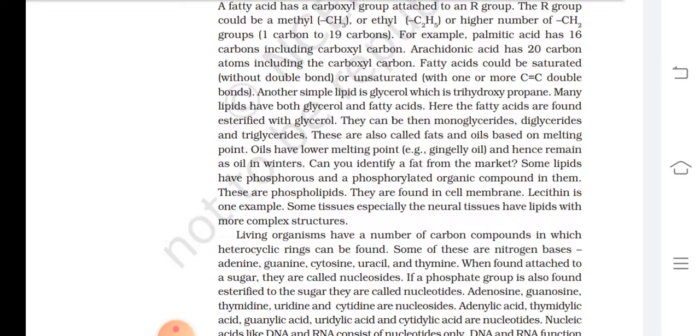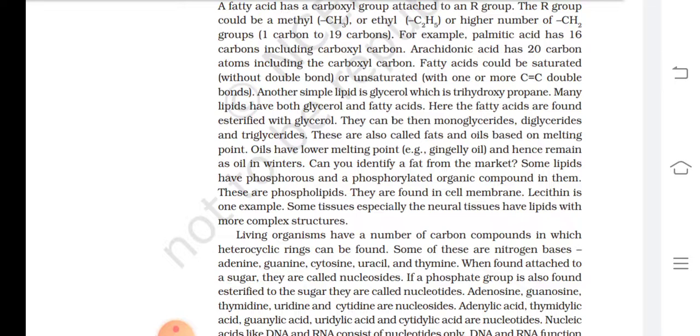Fatty acids could be saturated without a double bond or unsaturated with one or more carbon-carbon double bonds. Another simple lipid is glycerol, which is trihydroxypropane. Many lipids have both glycerol and fatty acids. Here the fatty acids are found esterified with glycerol. They can be then monoglycerides, diglycerides and triglycerides.